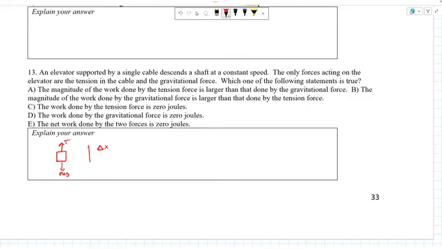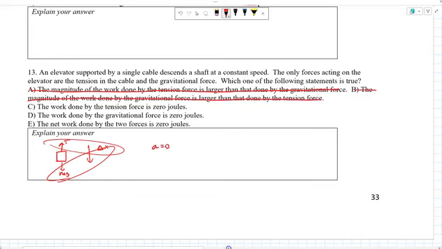It's going down. That means weight is doing positive work. Tension is doing negative work because they're in opposite directions, but it's not that they have to be equal. So it's not that tension is larger than weight. The magnitude of the work done by the gravitational force is larger? No, they are the same size because we're moving at a constant speed. The acceleration is 0. Therefore, tension is equal to the weight in this case, which means they do the same amount of work.